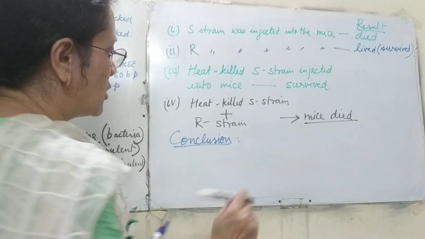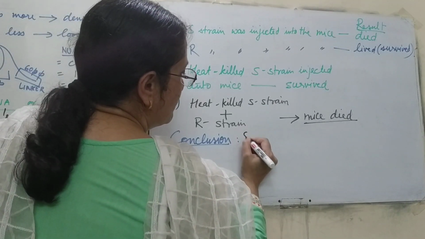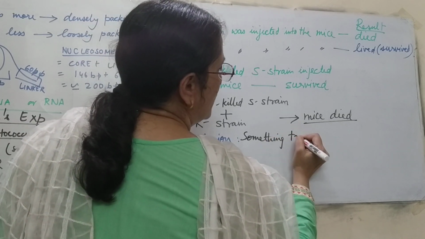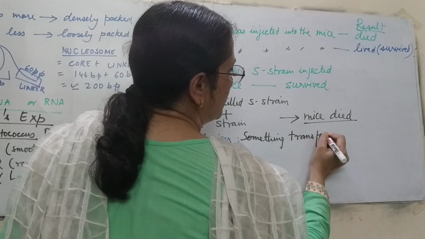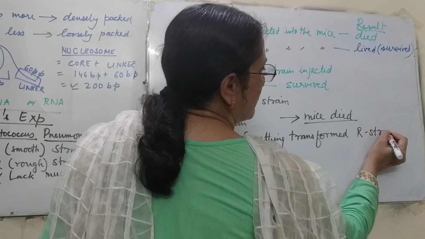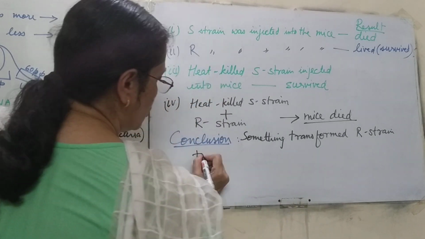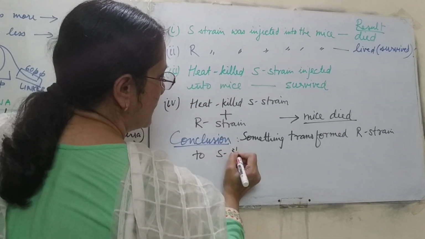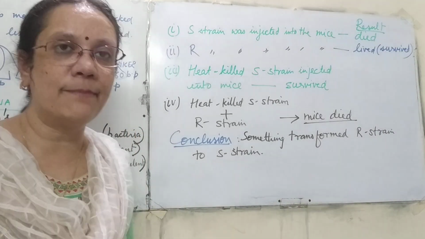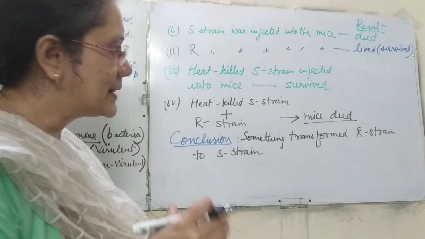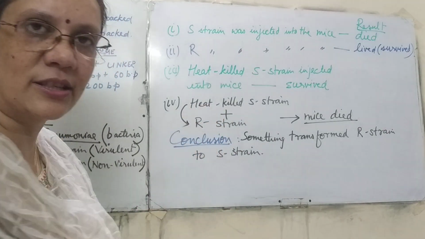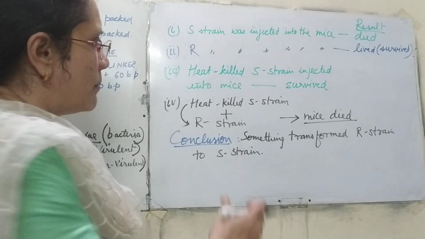So what was the observation? Conclusion: something transformed the R strain to S strain. He was not at all sure what that something was. He felt that something must have passed from the heat killed to the R strain. Because what will happen?